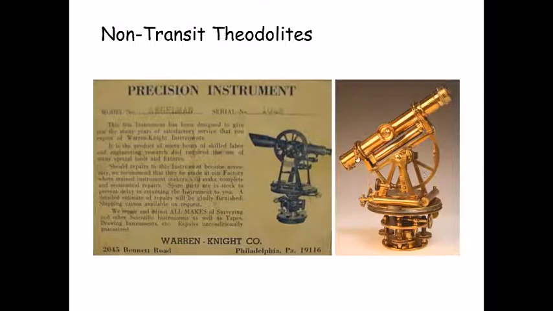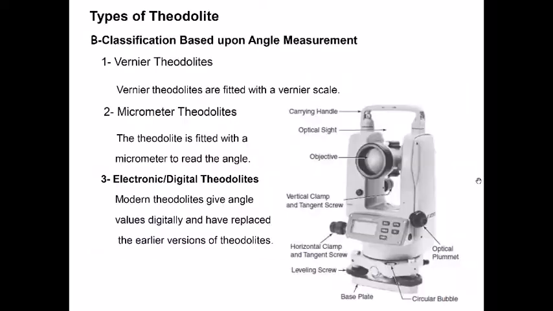So they are non-existent now, but this is the difference between transit and non-transit theodolites. Then we have classification based upon angle measurement. So with time, there were a number of different ways by which the instruments measured angles. Earlier we had vernier scales inserted in the instrument.